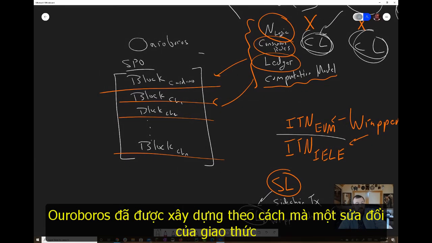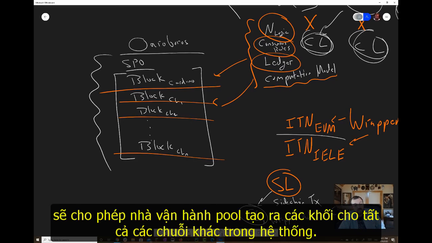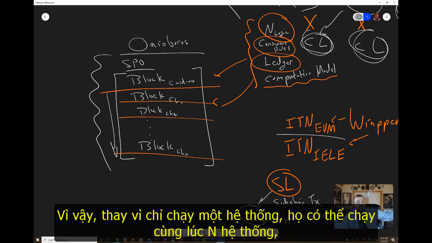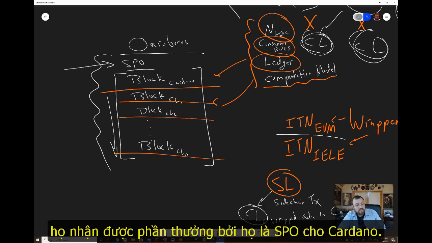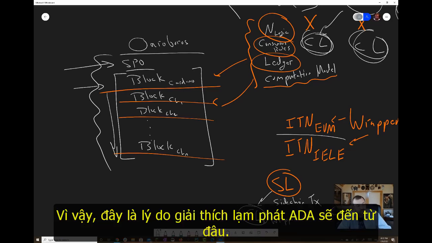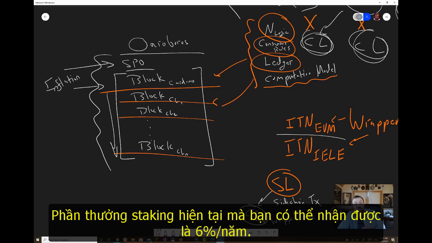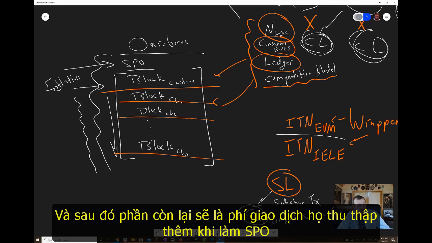And Ouroboros has been built in a way that a modification of the protocol would allow a stake pool operator to basically make blocks in all of these systems. So instead of running the state of one system, they can run the state of N systems. They get inflation for being the SPO for Cardano. So this is where ADA inflation would come from. So the stake rewards that you can get at 6% right now. And then the rest of these would be TX fees that they would collect for it.